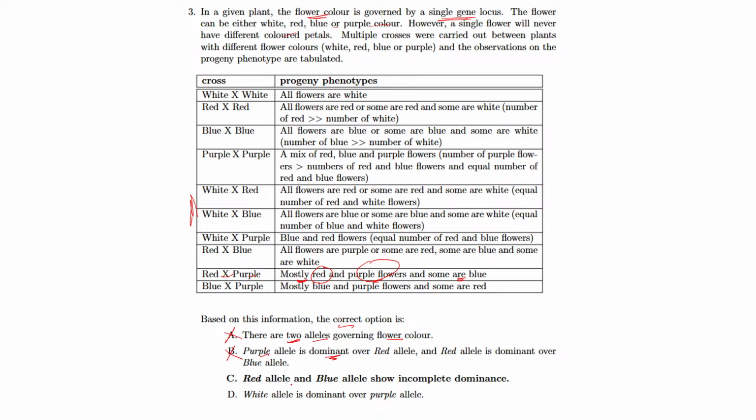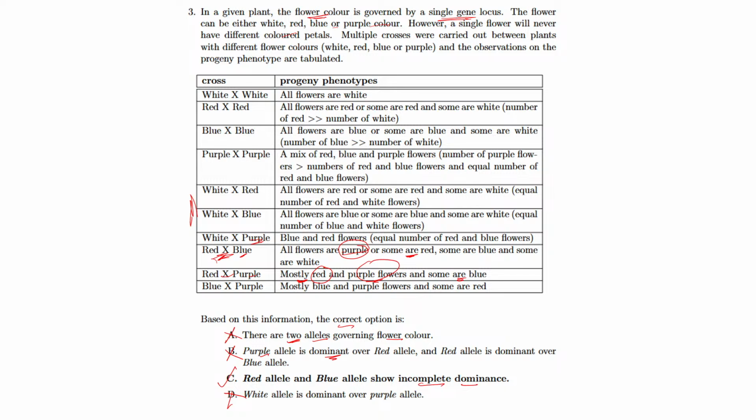The third option says that red allele and blue allele show incomplete dominance. I'll go to the cross with red allele and blue allele. So it's over here. When I cross red with blue color, all flowers are purple and some are red. So I can clearly see that there is a mixture of red plus blue which produces purple color flowers. This is an indication that there is an incomplete dominance. So this option gets correct. And the fourth one says that white allele is dominant over purple allele, which you can check from the cross of white and purple, which is wrong.